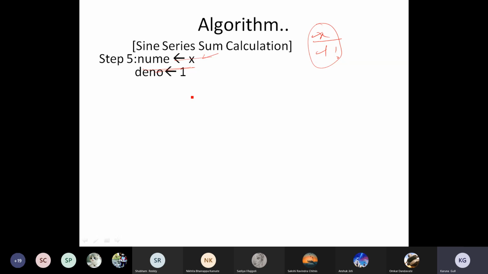Is this okay? Yes, ma'am. Okay. Then what do I do now? This is my first term. I'll proceed with the next value. The next value you already know, but I want this to be 3 factorial next time. I don't want it to be 2 factorial here. Correct? No, because sine series is telling like that. Sine series is telling me that it should be x cube divided by 3 factorial. These are the odd numbers that I am supposed to generate. Agreed?